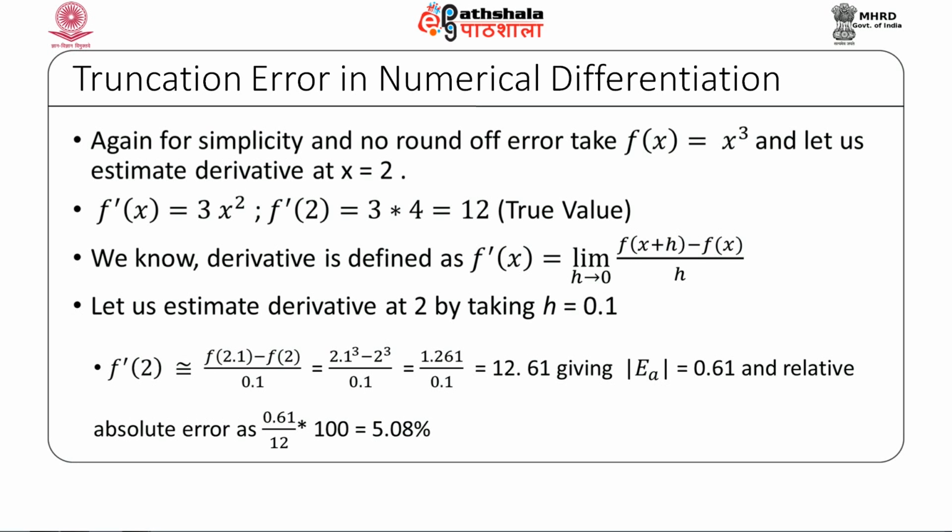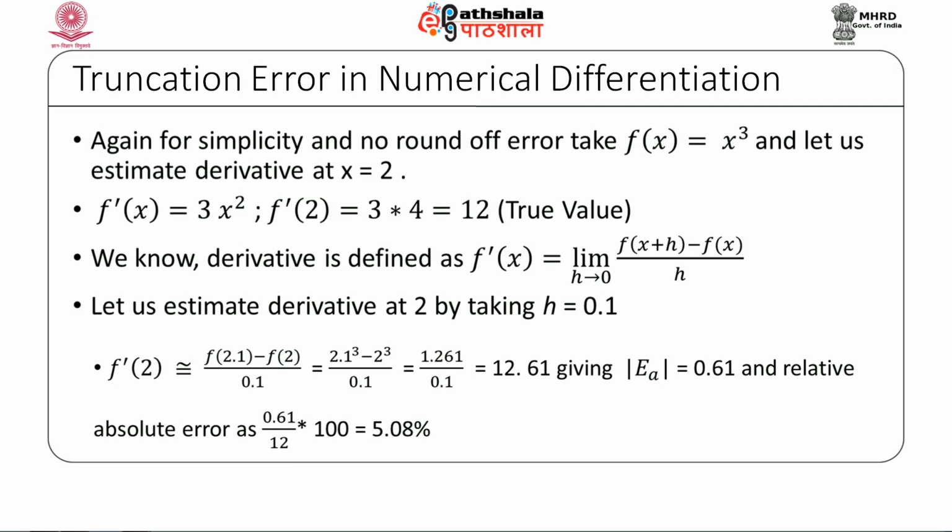Last example for truncation error, let us take the case of numerical differentiation. What is the derivative of a function? The derivative of a function at the point a, f dash a, is given by the limit as h tends to 0 of f of x plus h minus f of x, by h. So, here again we are taking the difference of the function values at x plus h and x. But now this argument h has to be as small as possible. Under the limit h tends to 0, it gives us the derivative.